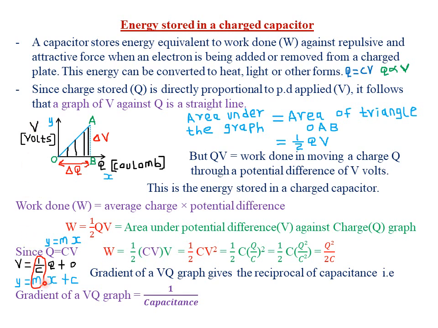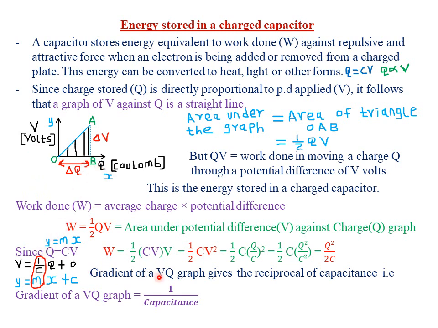So I want it to rhyme with the equation of a straight line graph, which was y is equal to mx plus c, from mathematics. So you can see now V is rhyming with my y, and you can also see that V was on the y or the vertical axis. Then you can clearly see that the reciprocal of C is equal to the gradient, which is m. Therefore, the gradient of a voltage against charge graph will always give you the reciprocal of capacitance.